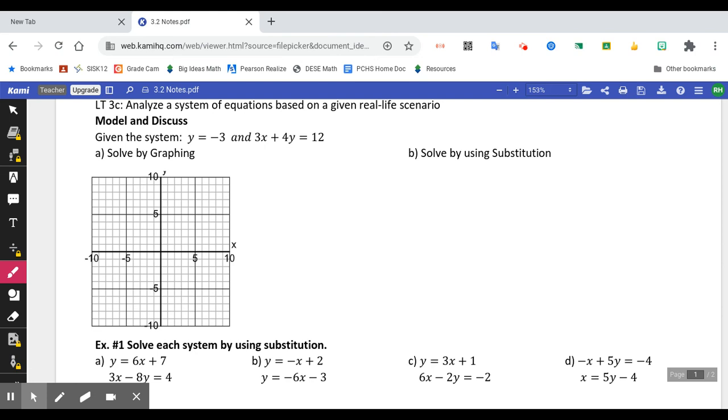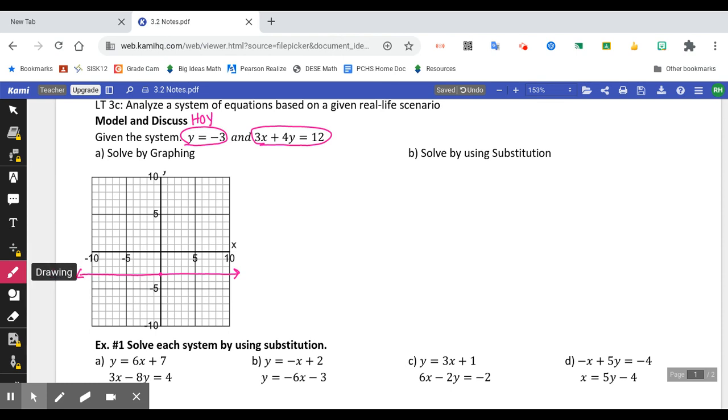So we're going to start with graphing, and the first one that we're given, we have two different equations here: y equals -3, and then 3x plus 4y equals 12. Now, this is a horizontal line because it is only a y equals, so we're going to have y equals -3. I'm going to have my horizontal line down here, so I'm just going to come across at -3 and put my points, okay?